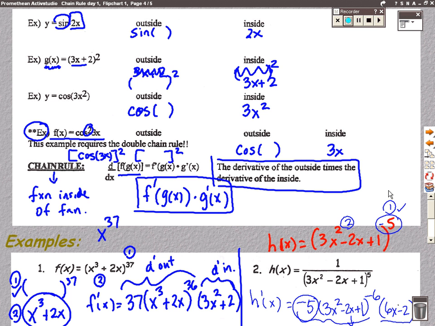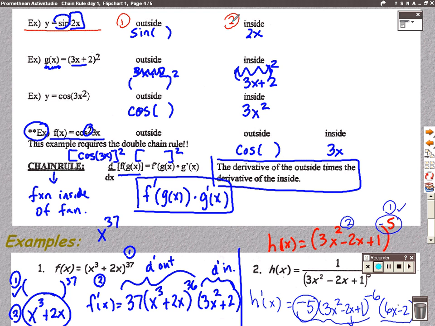Move this out of our way down here. Alright, so let's take a look at the function that we had up here, sine of 2x. Now we've already identified the outside, so this is number 1, and we've identified the inside, this is number 2. So over here I'm going to find the derivative. I'm going to write that small up there. The derivative of the function.